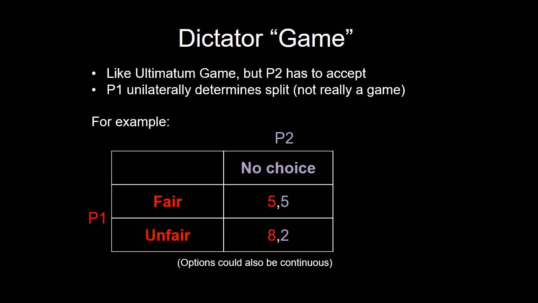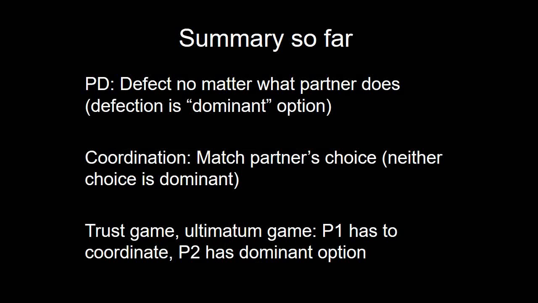And so just to summarize this so far, again, we've got the prisoner's dilemma, where you should defect no matter what the other person does. And so in the game theory language, we say defection is the dominant option. You've got coordination games, where you should match what the other person does. So neither choice is dominant. It just depends on what the other person is doing. And then we've got these mixed games, the chess game and the ultimatum game, where it's coordination for one player, whereas the other player has a clear dominant option.